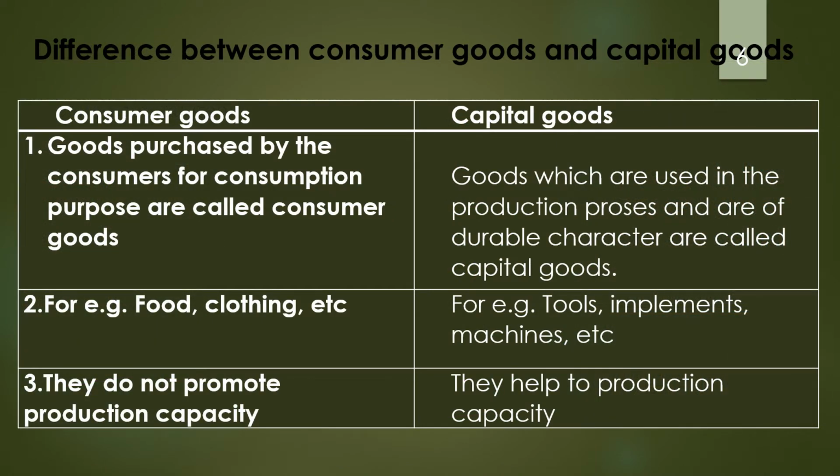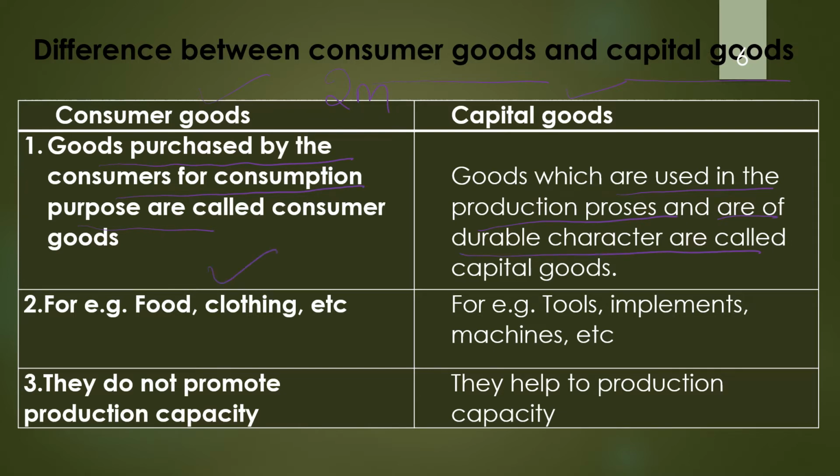The difference between consumer goods and capital goods is very important for 2 marks in the second PUC board exam. So here you can see consumer goods and capital goods. Goods purchased by consumers for consumption purpose are called consumer goods. Goods used in the production process and which are durable in character are called capital goods.